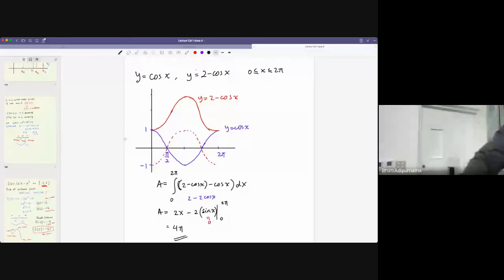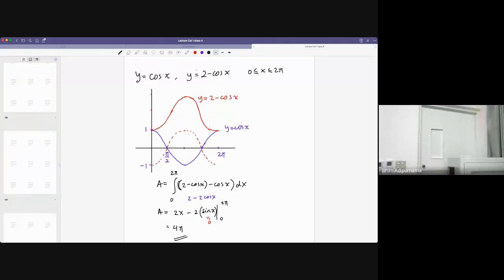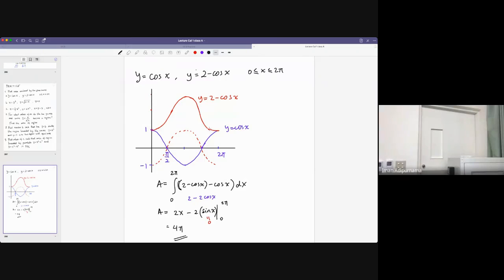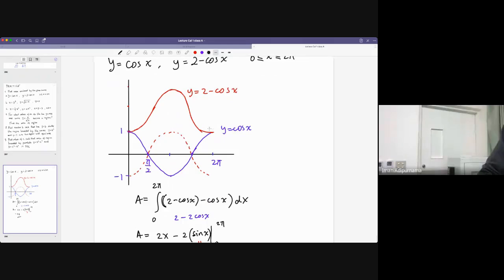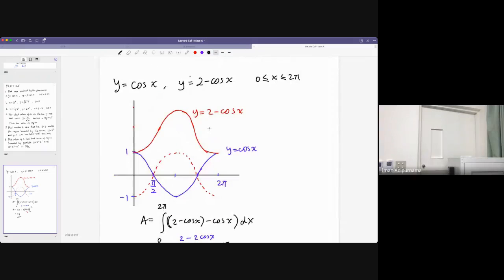Okay. I think we can just review the practice. So the question is we need to check the area between the cosine x and 2 minus cosine x. So I believe you should be able to draw this.